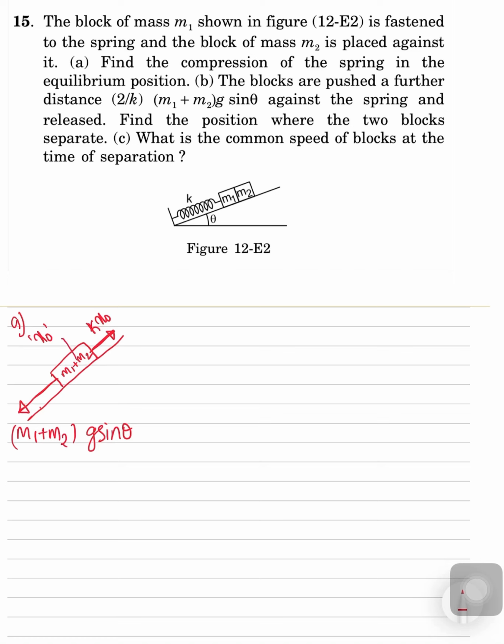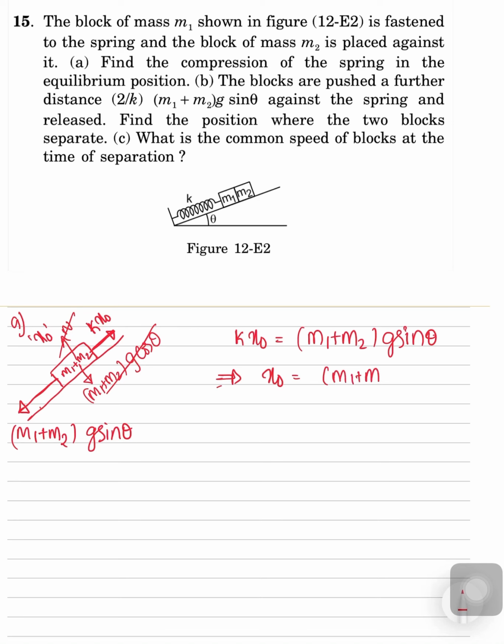And here N will be acting. This N will be balancing the other component of the weight, which is (m1 plus m2) g cos theta. So if you consider along the inclined plane, the upward force k x naught will be equal to the downward force, which is (m1 plus m2) g sin theta. So from here you get the compression in the spring when equilibrium is attained: (m1 plus m2) g sin theta divided by k.